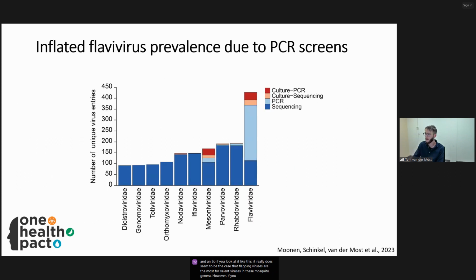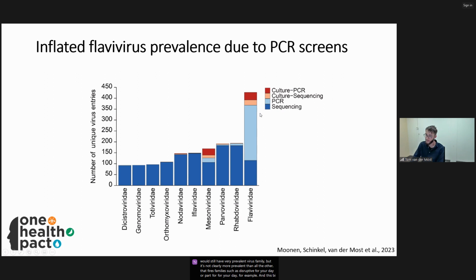However, if you look at the methods used to obtain these virus entries, you can see that a large reason why these viruses are so prevalent in our database is because people have been looking for these viruses a lot more using biased strategies using PCR. But if you did not take these into consideration, you would still have a very prevalent virus family, but it's not clearly more prevalent than all the other virus families such as Rhabdoviridae or Parvoviridae, for example.